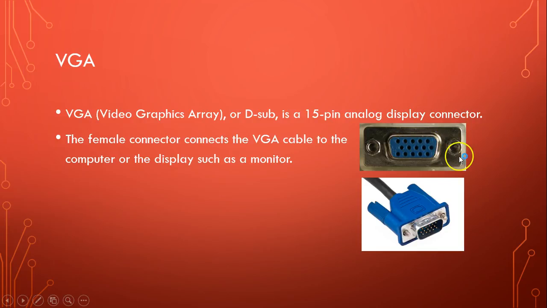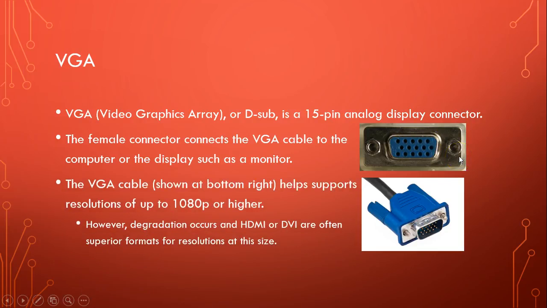these sockets right here. Now, the VGA cable, shown at the bottom right, helps support resolutions all the way up to about 1080p or higher. However, picture degradation occurs, and HDMI and DVI are often superior formats for resolutions at that size. So once you start getting anything really past 720, you really should start looking beyond VGA. In fact, VGA is not really designed for the best high quality image. It's because it's an analog signal. Analog signal doesn't do well with the higher resolutions.